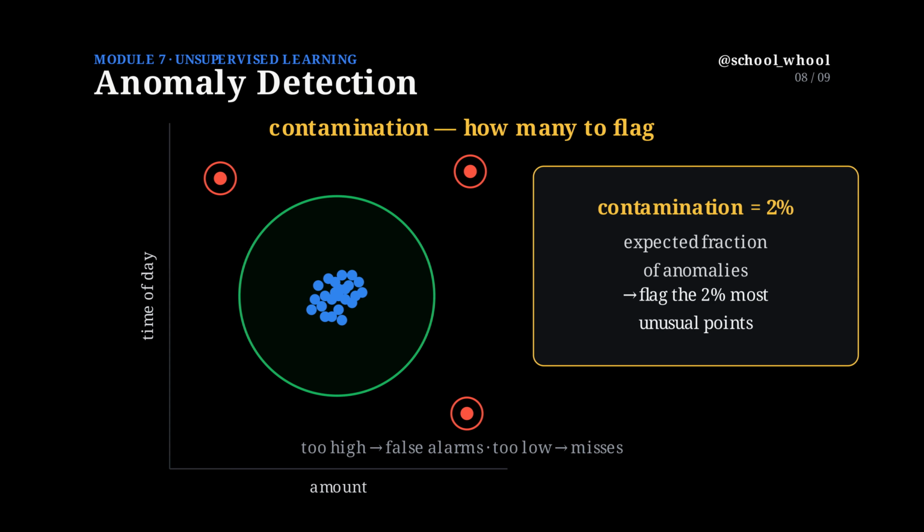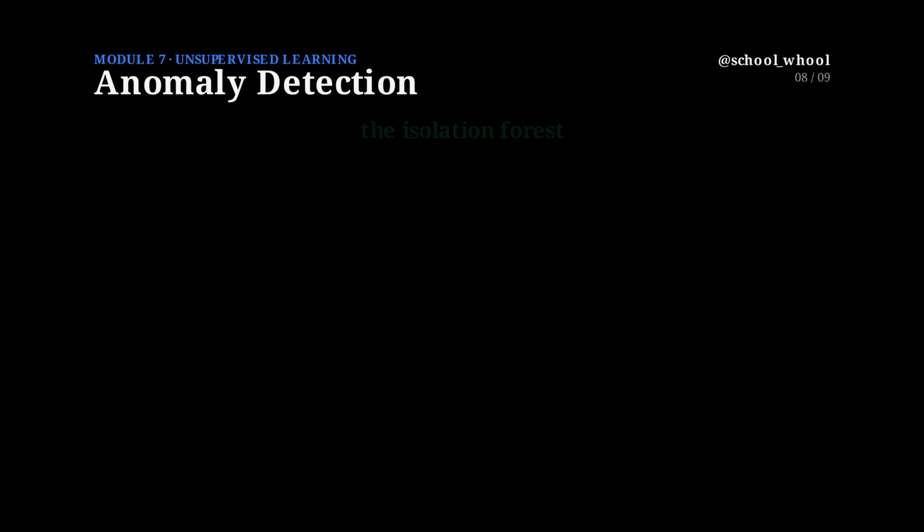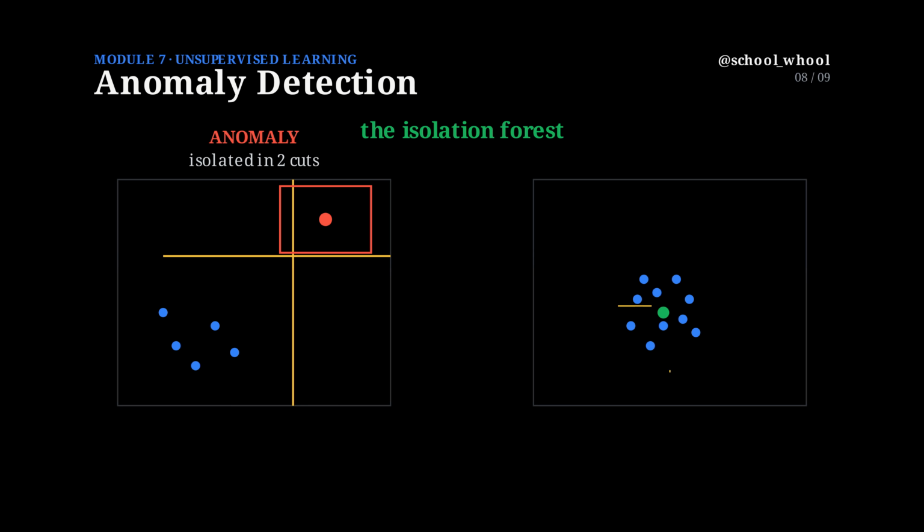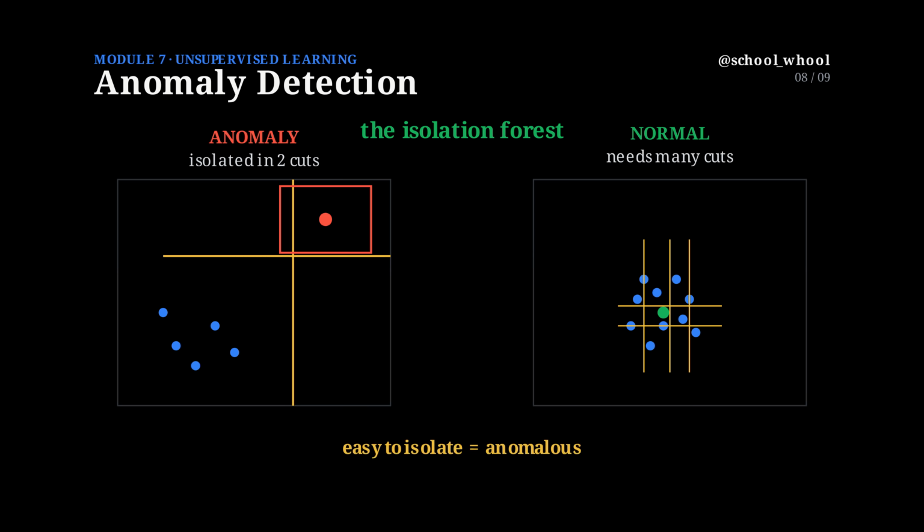One of the most popular methods has a clever twist, the isolation forest. It repeatedly splits the data with random cuts and asks how many cuts it takes to isolate each point all by itself. A normal point, buried in the crowd, needs many cuts. An anomaly, sitting alone, is fenced off in just a few. Easy to isolate means anomalous.